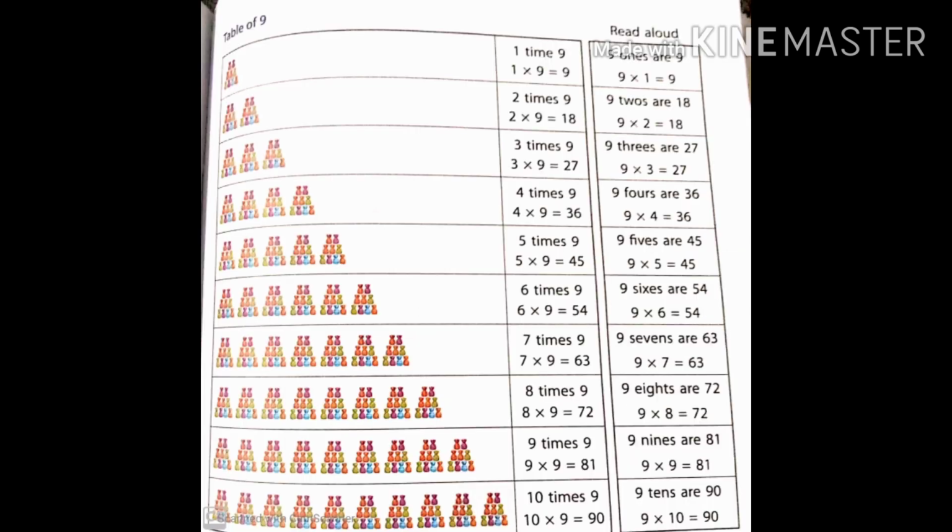Table of 9. Read aloud with me. 9 ones are 9. 9 twos are 18. 9 threes are 27. 9 fours are 36. 9 fives are 45. 9 sixes are 54. 9 sevens are 63. 9 eights are 72. 9 nines are 81. 9 tens are 90.